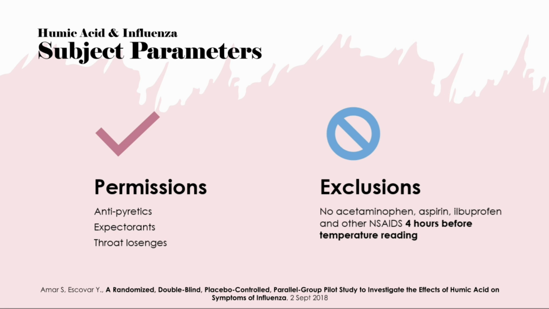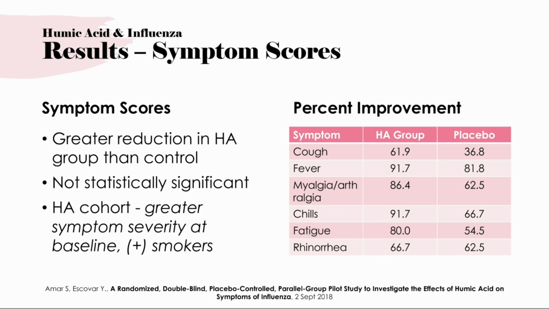Now, what was not permitted during the study was the use of medications to opined that their symptoms were improved, whereas 36.8% in the placebo group thought their symptoms were improved. And as you run through the different options here, fever, myalgias and arthralgias, chills, fatigue, and a runny nose, you see differences between the groups.